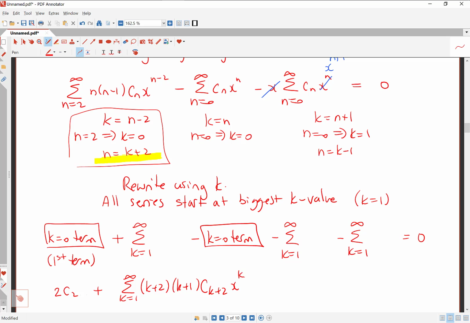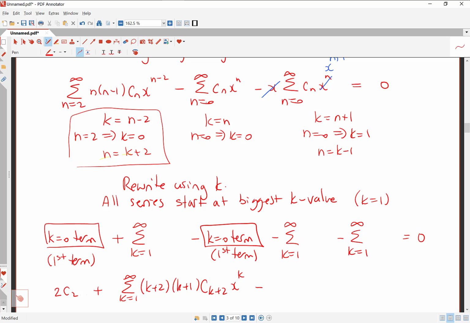Okay, so that's the first series dealt with. Now we're moving into the second series. We need to subtract off that k equals 0 term. And another way of thinking about that k equals 0 term is just that it's the first term of that series.